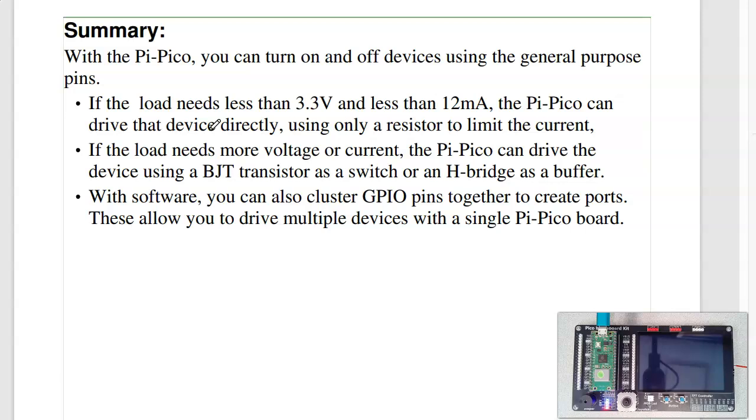Okay, so in summary, with a Pi Pico, you can turn on and off devices using general purpose I/O pins. If you need a load less than 3.3 volts and less than 12 milliamps, the Pi Pico can drive it directly. You just need a resistor to limit the current. If you need more voltage or more current, you can connect it to a device like a BJT transistor for one direction, or an H-bridge if you want to have bidirectional output. And with software, I can also cluster GPIO pins together to create ports. These allow you to drive multiple devices with a single Pi Pico board. So you can do that, but that's actually not what's intended. They really intend you to use serial output, but that's a future lecture.